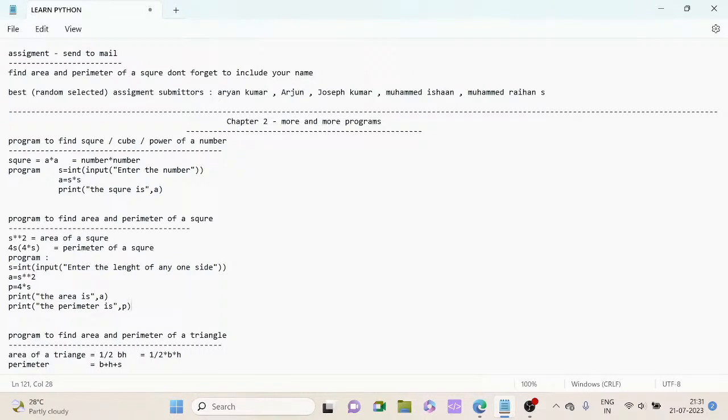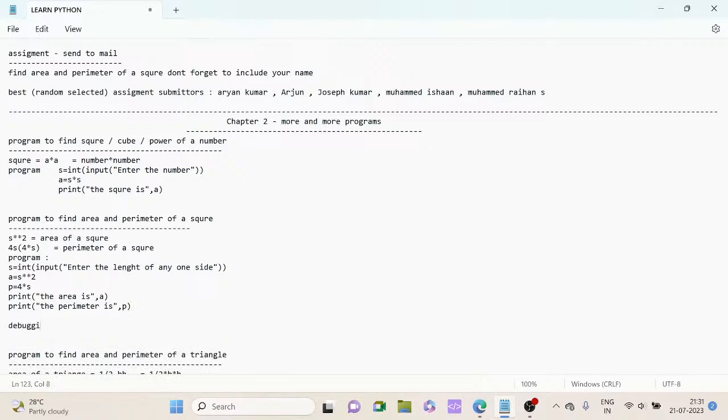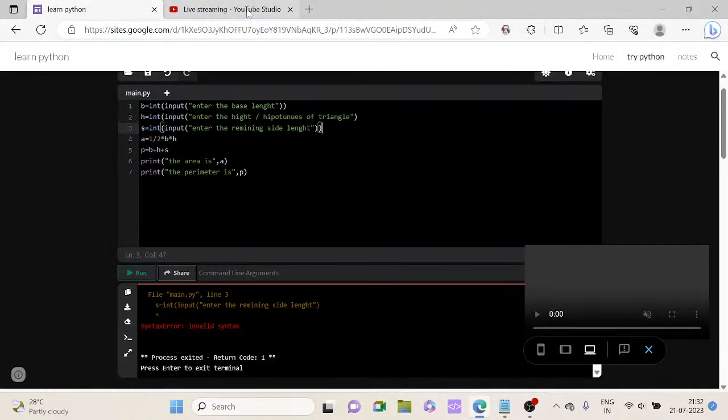Debugging: finding the errors of code and correcting them is called debugging. So now we have done that. We forgot to close this bracket and we have done it now. Now it's okay.